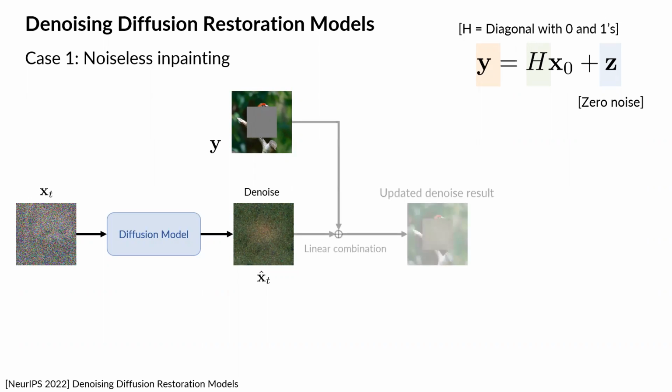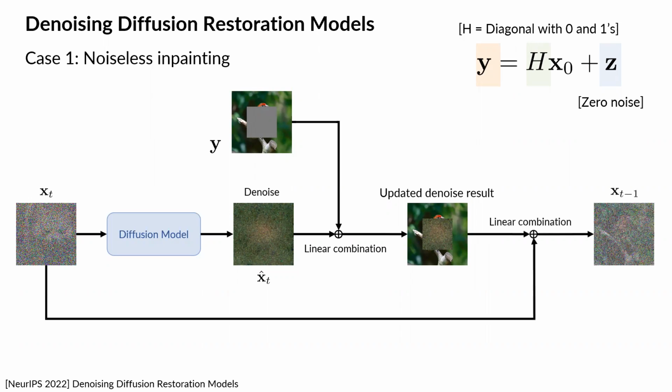So one way to enforce this information about y is to simply do a linear combination. I basically take the denoised result and overwrite whatever we observe using the information from y. Then we will get this updated denoised result. So in this new image, all the observed pixels have been overwritten by the ones that we get from y.